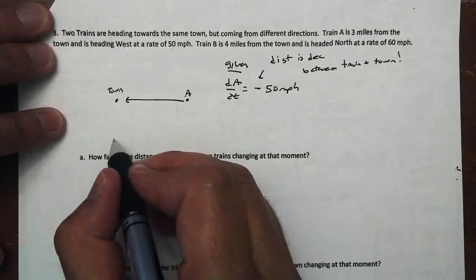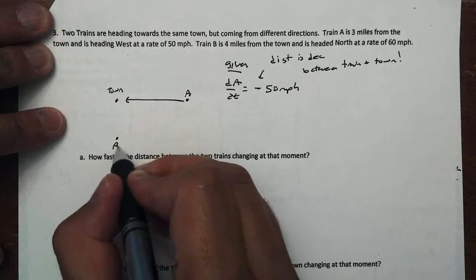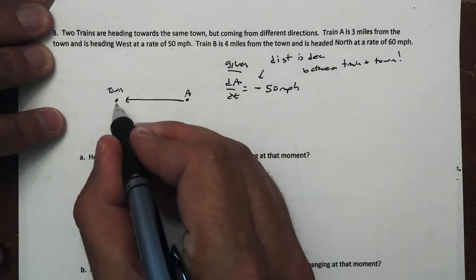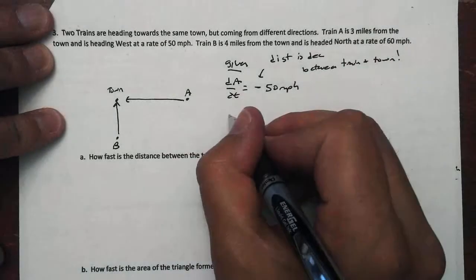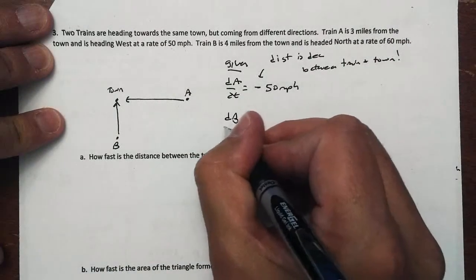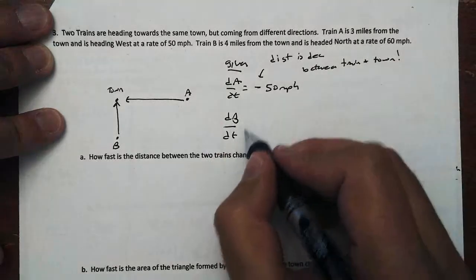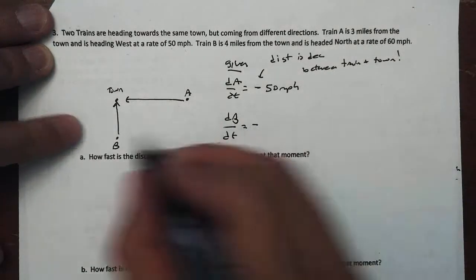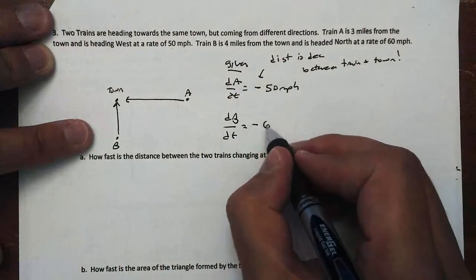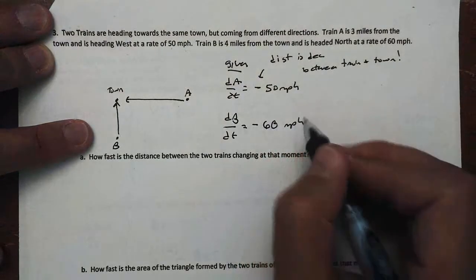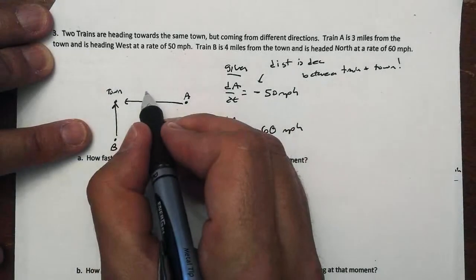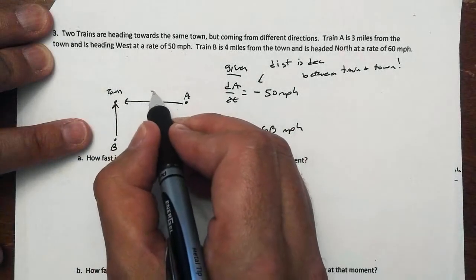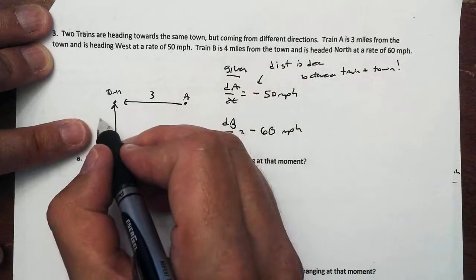And then we have train B. Now train B is heading north. Here's train B, and it's heading north at a rate of 60 miles per hour. So I know that the rate of change in train B, dB/dt, is also going to be negative because it's also heading towards the town, negative 60 miles per hour. And we also know that this distance here is 3 and that this distance here is 4.